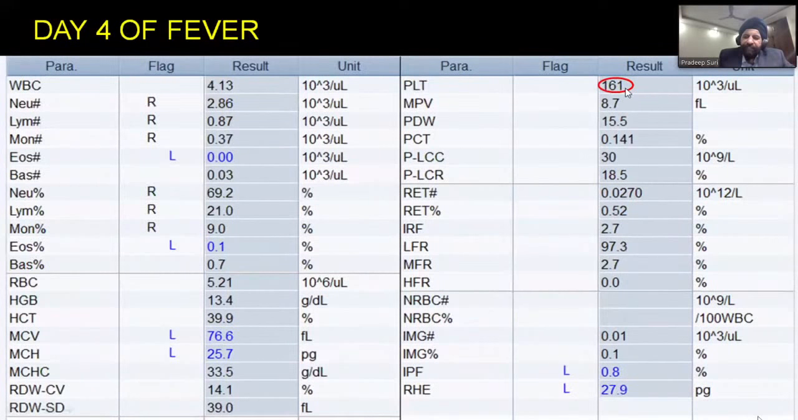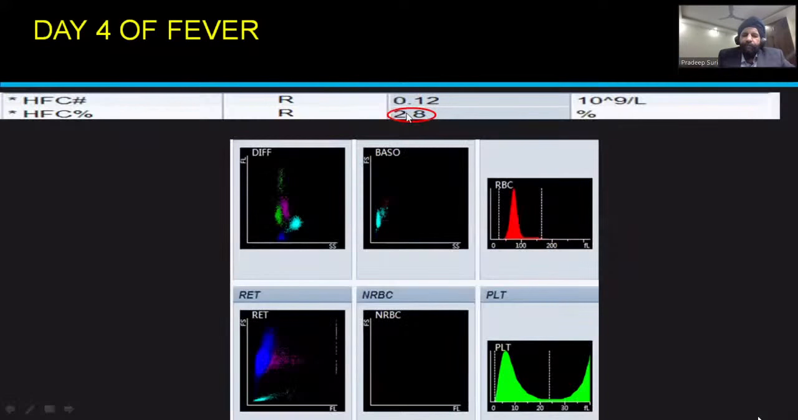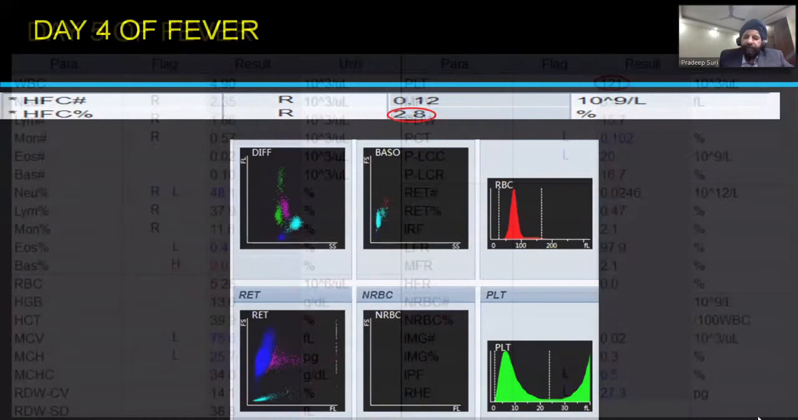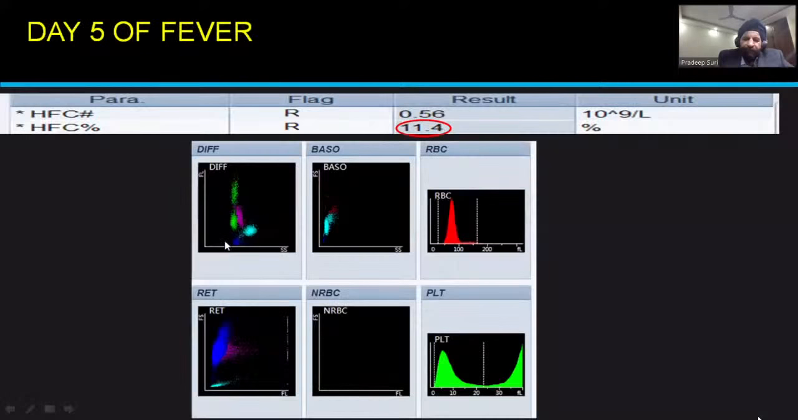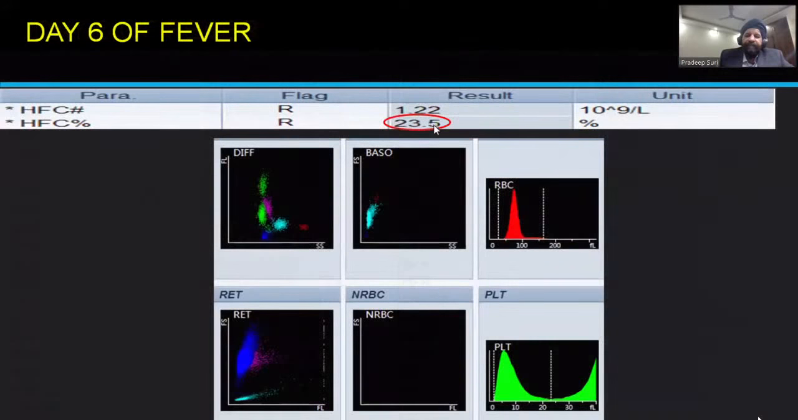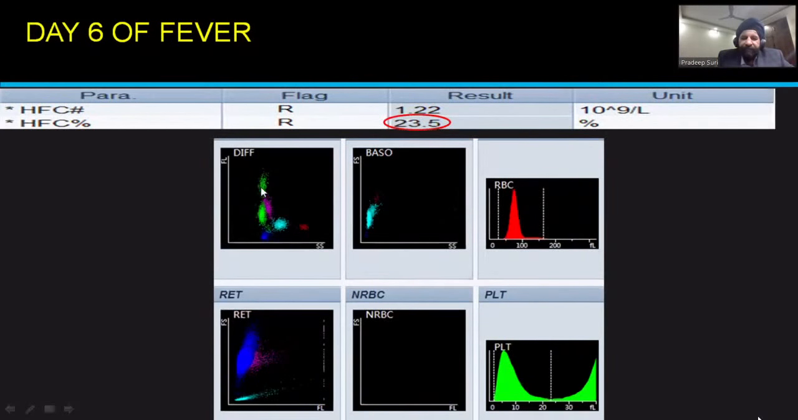Come day 4, platelet is 161. And the HFC is now for the first time increased to 2.8. You can see in this corresponding scatter plot. Now you are seeing a significant amount of this green population, which is the HFC population. Day 5, platelet 121. HFC has gone up to 11.4. You can see the scatter area in the HFC is significantly increased. Day 6, platelet 126. HFC is at its peak, 23.5%. This scatter plot is even more dense.